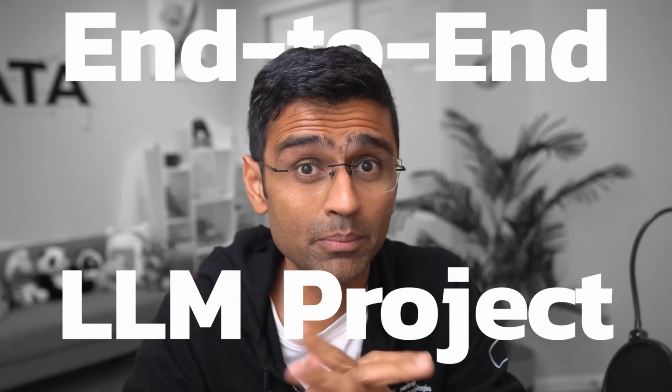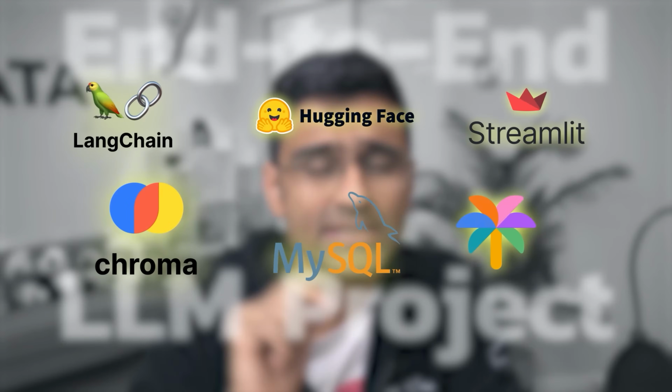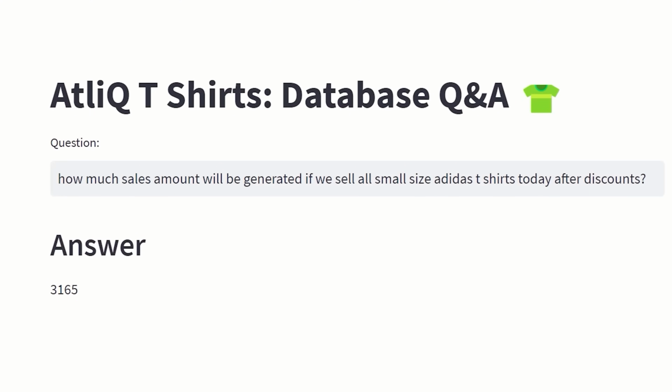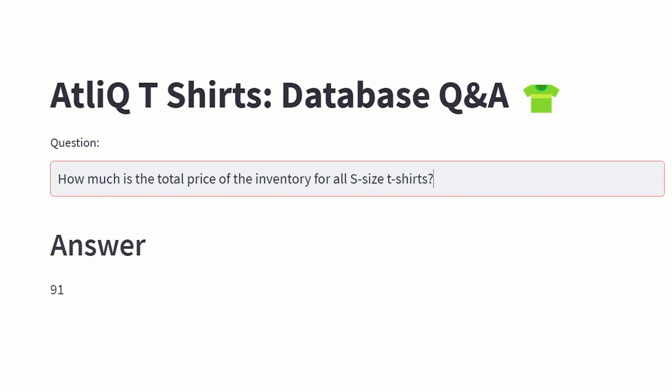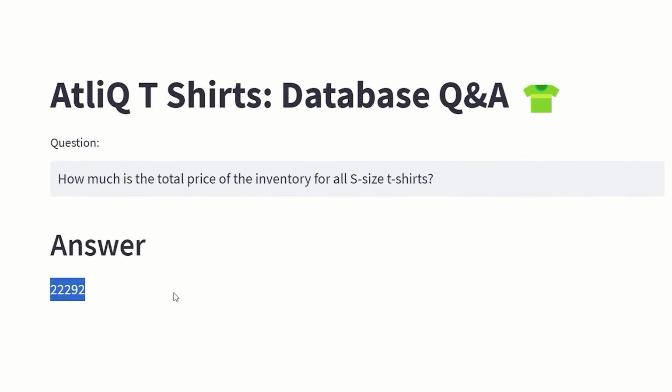In today's video, we are going to build an end-to-end LLM project where we are going to use all these technologies. Atlic Tees is a store that sells t-shirts. Their data is stored in a MySQL database. We will build a tool similar to ChatGPT where you can ask a question in natural human language. It will convert that question into a SQL query and execute it on our database. You will get a feeling as if you are talking to a database in plain English. It's going to be a very interesting project.